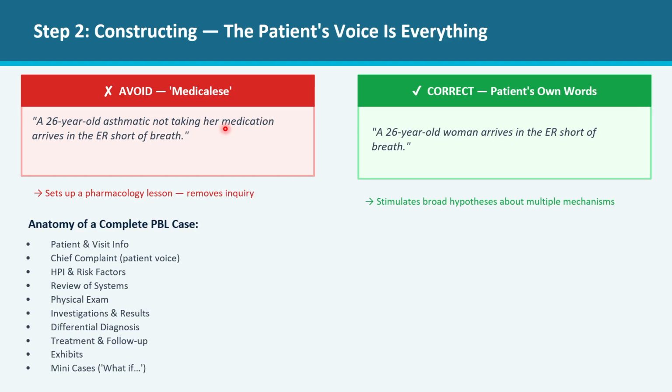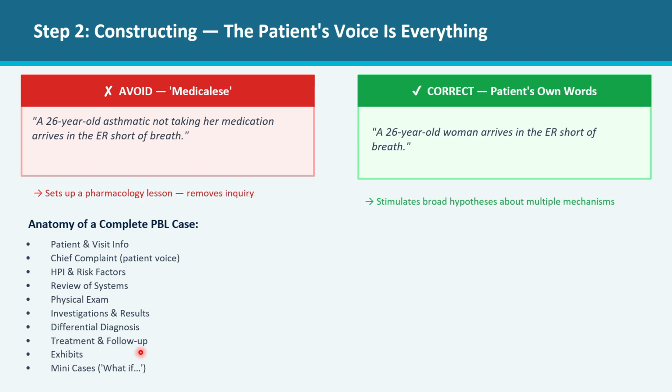And we should consider the anatomy of the complete case scenario. It should include the patient and visit information, the chief complaint using the patient voice as here, history of present illness and the risk factors, review of the system, physical examination, investigation and results, differential diagnosis, treatment and follow-up, and then the exhibit, which may be the X-ray image. And we can be innovative by providing links to murmur or respiratory breath auscultation, and finally, the many cases related to this case scenario.